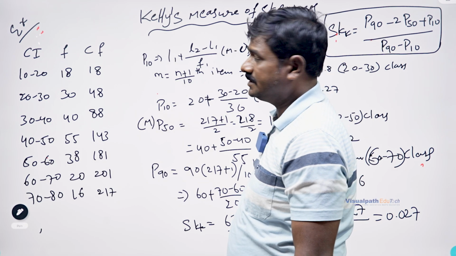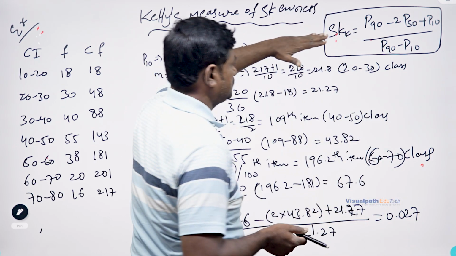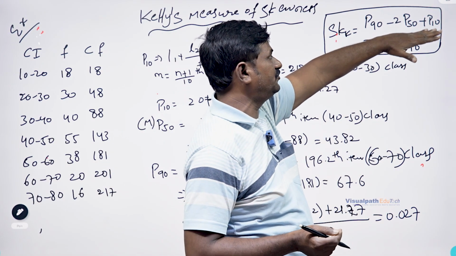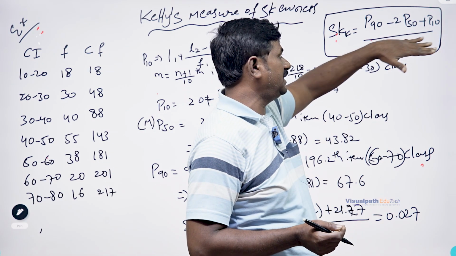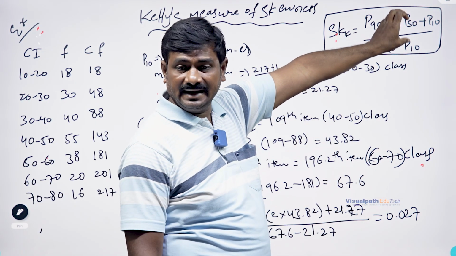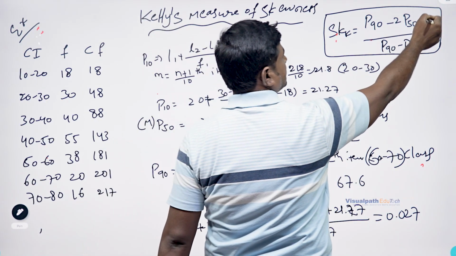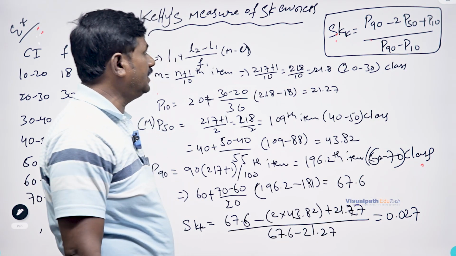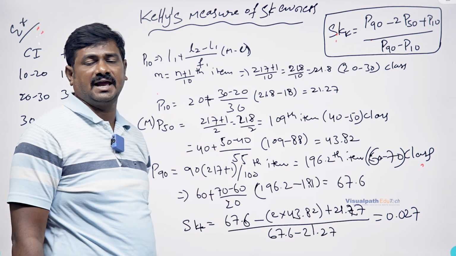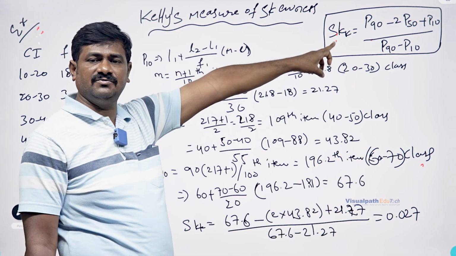Okay, next method is Kelly's measure of skewness. So here the Kelly's measure of skewness formula is (P90 minus 2 P50 plus P10) divided by (P90 minus P10). P here stands for percentile: 90th percentile, 10th percentile, and 50th percentile. This 50th percentile is nothing but the median class. So with the help of the percentiles we can measure Kelly's coefficient of skewness.